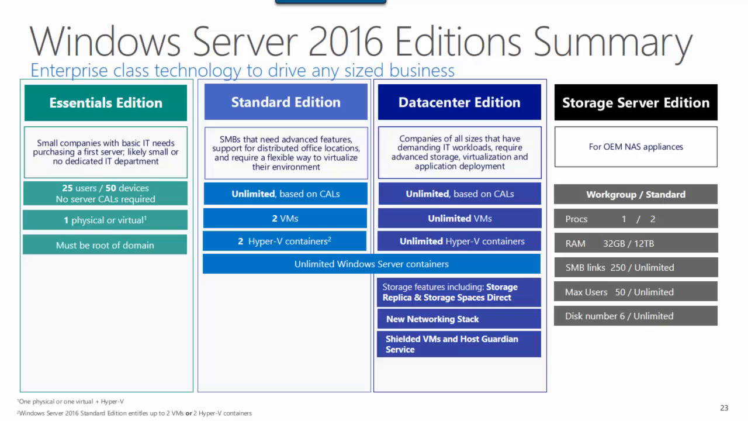So what you'll see here is that between Standard and Data Center Edition, there'll be similarities like there have always been, but once we get to Data Center Edition, you'll start seeing some specific features that are only available in the Data Center Edition. So things like storage replica, storage spaces direct technologies, a new networking stack that effectively is the Azure networking stack brought down on-prem, as well as things like shielded virtual machines and the host guardian service. Let me spend a moment on these so that you can understand whether or not these data center features are important for you.